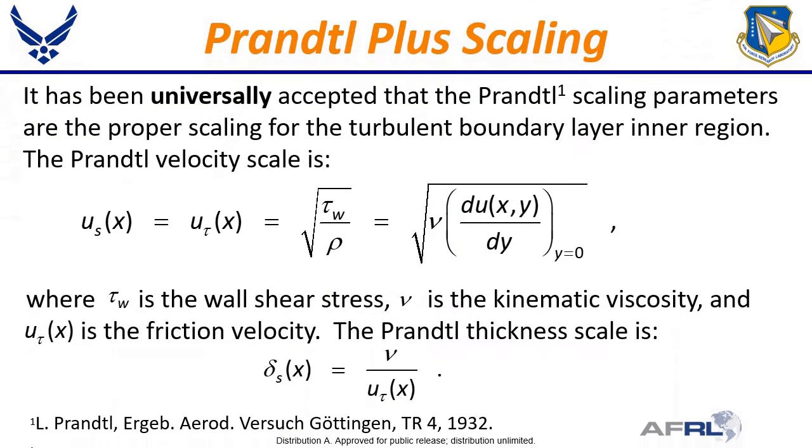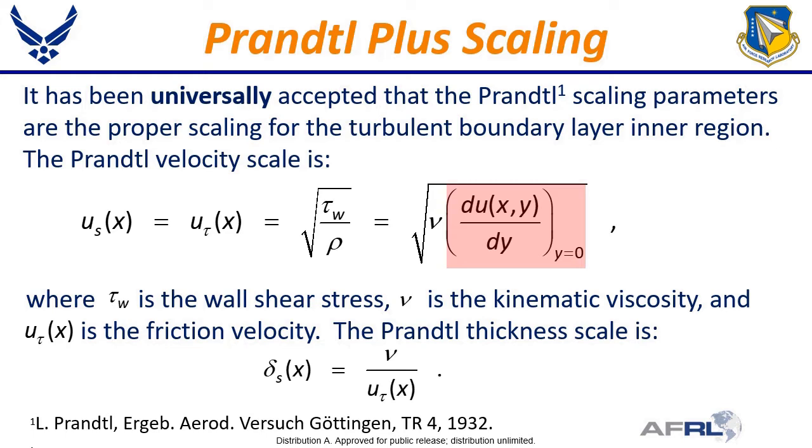It has been universally accepted that the Prandtl Plus scaling parameters are the proper scaling for the turbulent boundary layer inner region. The Prandtl velocity scale is given by the friction velocity u sub tau, and the length scaling parameter is the kinematic viscosity divided by the friction velocity. Here is something to keep in mind. The one experimentally accessible parameter that relates the near wall scaling is the wall shear stress, tau sub w. Prandtl had to figure out a way to convert the velocity derivative into a length and velocity scale. His effort was truly inspired.